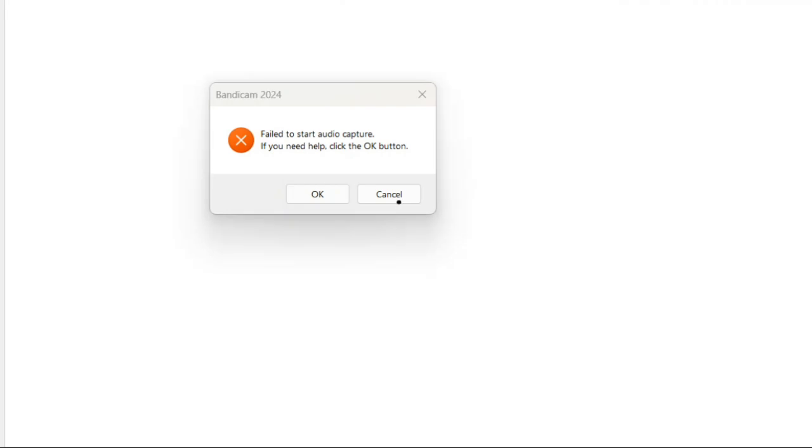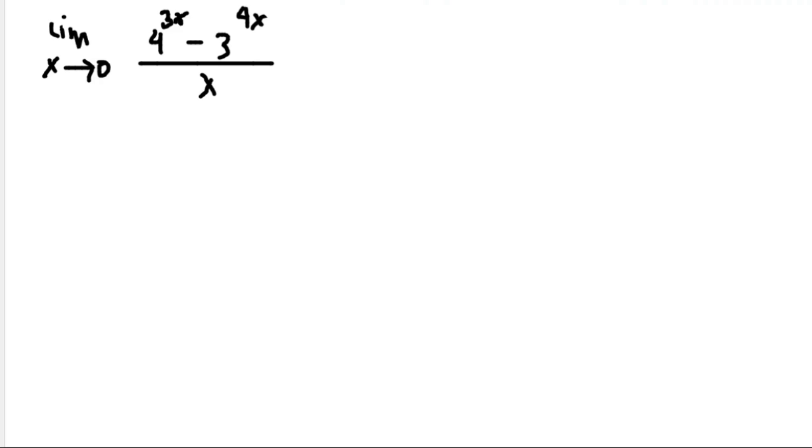Today I'm going to be teaching you how to evaluate the limits of exponential functions. So let's start. What if we have the limit as x approaches 0 of the function 4 raised to the 3x minus 3 raised to the 4x, over x? How can we evaluate the limit of this?